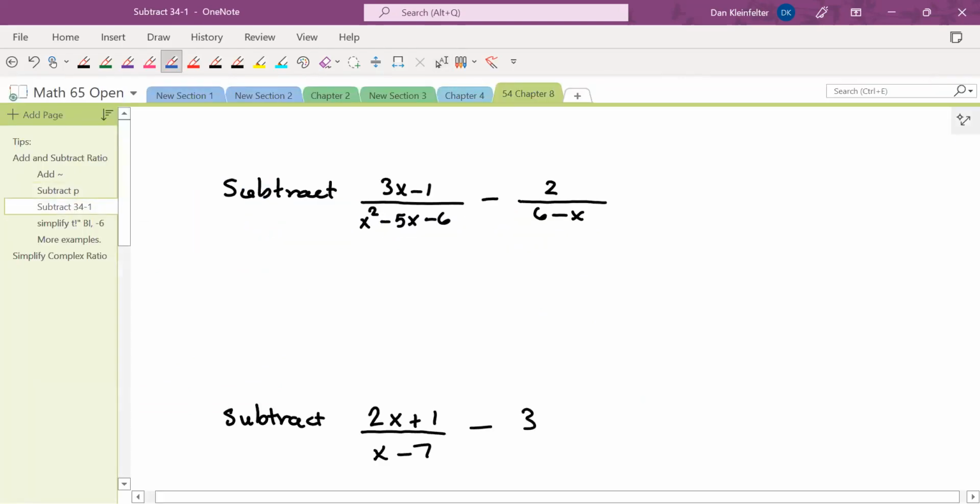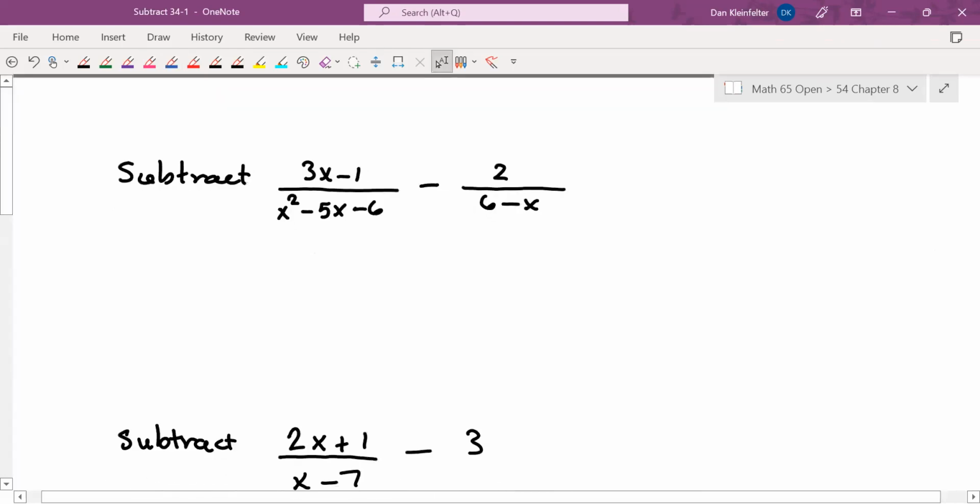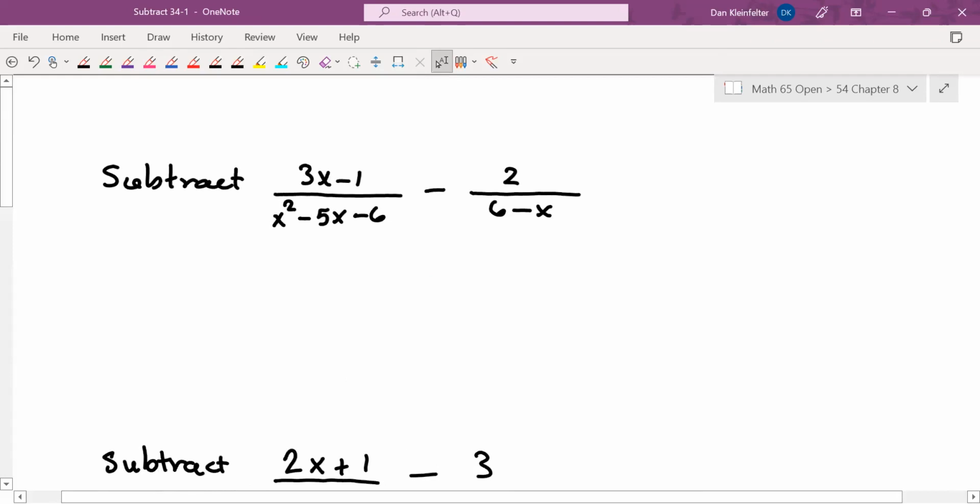Okay, so these are pretty fun, at least fun for me. Hopefully you're getting something out of it too. In the next one, once again, factoring. So let's do that.